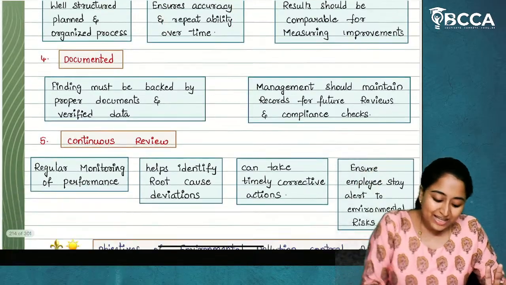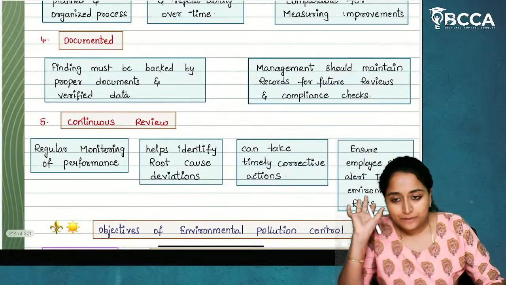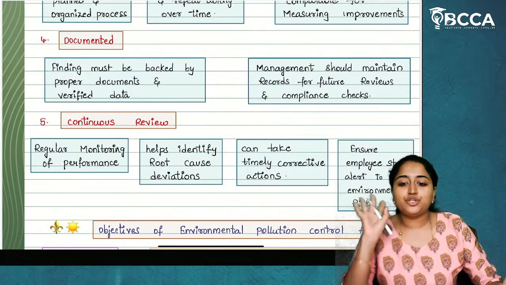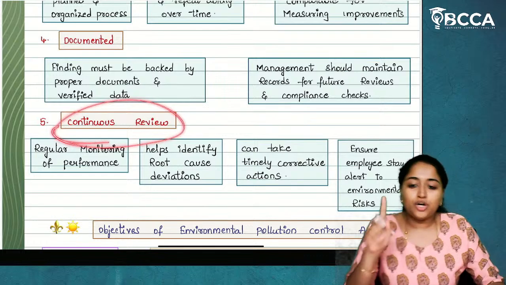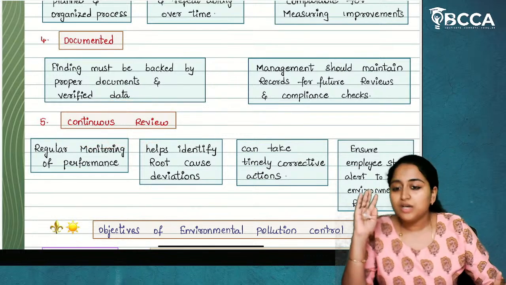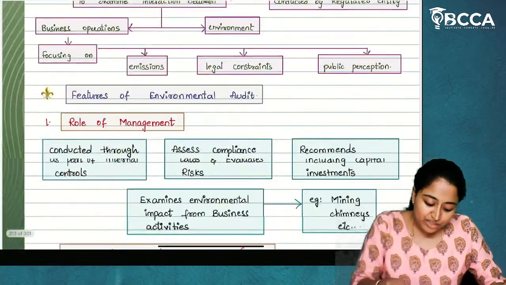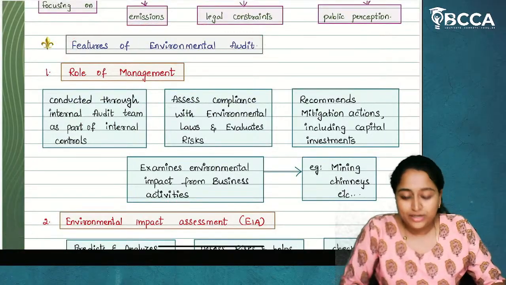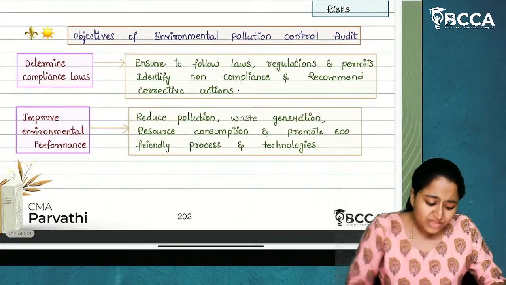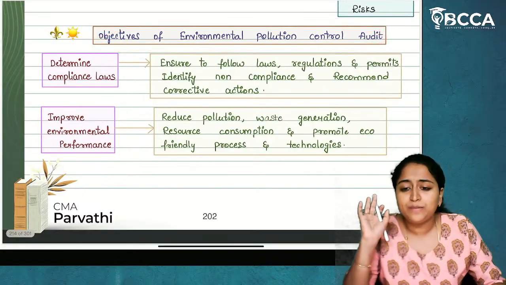Systematic approach. Then everything should be documented. Whatever you are doing, everything should be documented. And it is not a one-time process, it is a continuous review. So these are the features of environmental audit. I hope it's clear. Now what are the objectives of environmental pollution control audit?